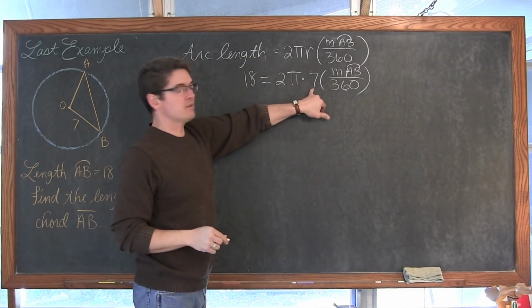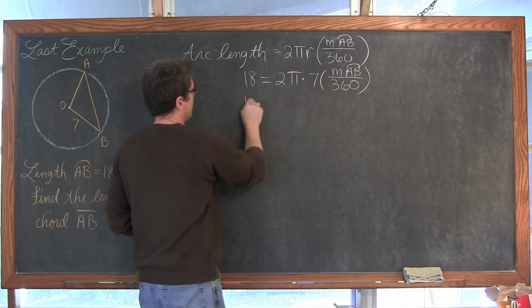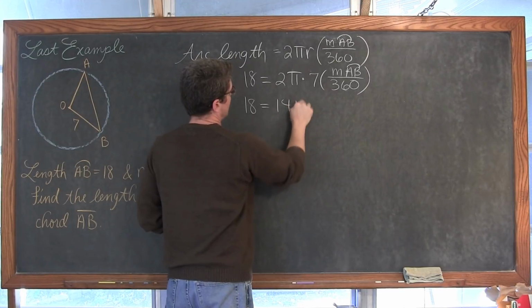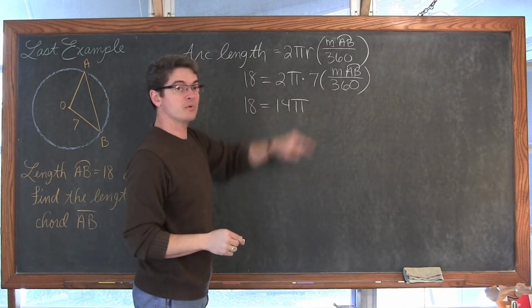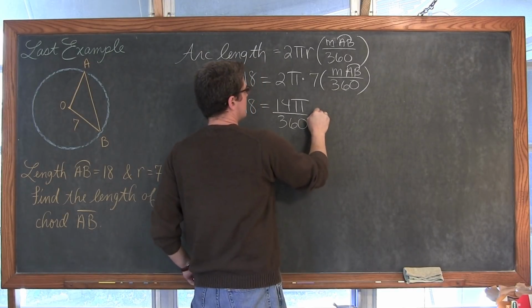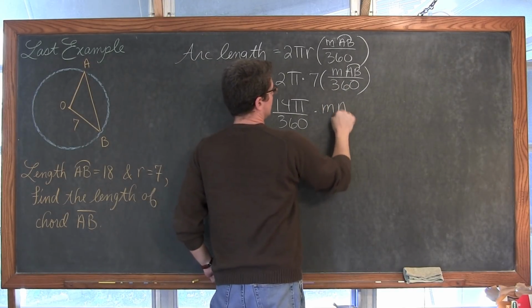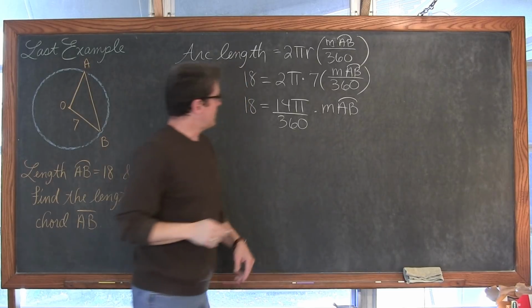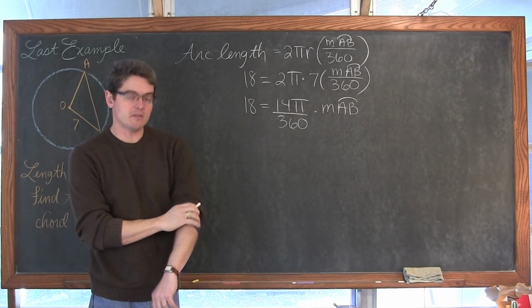Well, 2 times 7 is 14, so we have 18 is equal to 14 pi over 360, which I'm going to go ahead and pull out, times the measure of arc AB. Go ahead and leave that in there. Now, I'm looking for the measure of arc AB, the number of degrees.